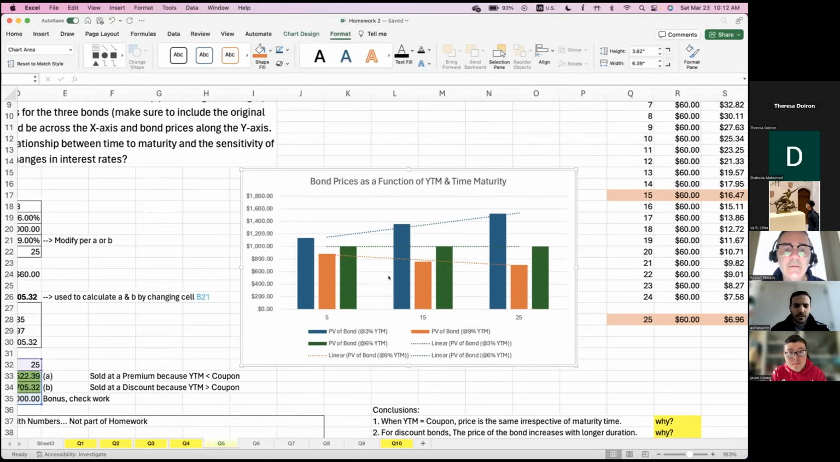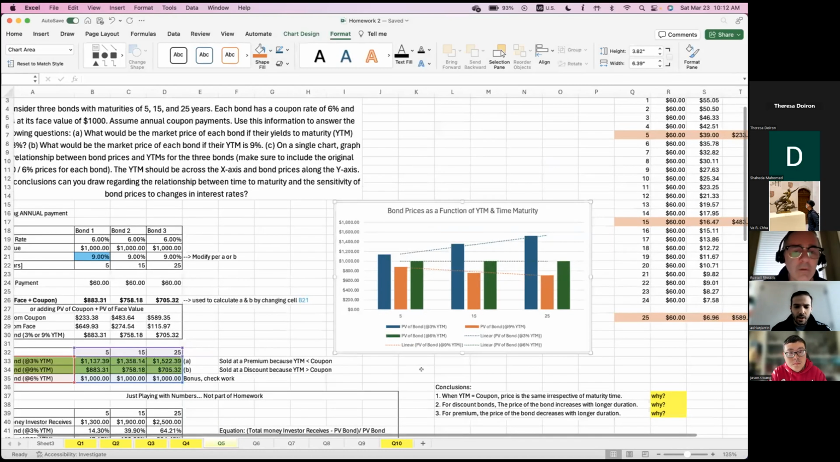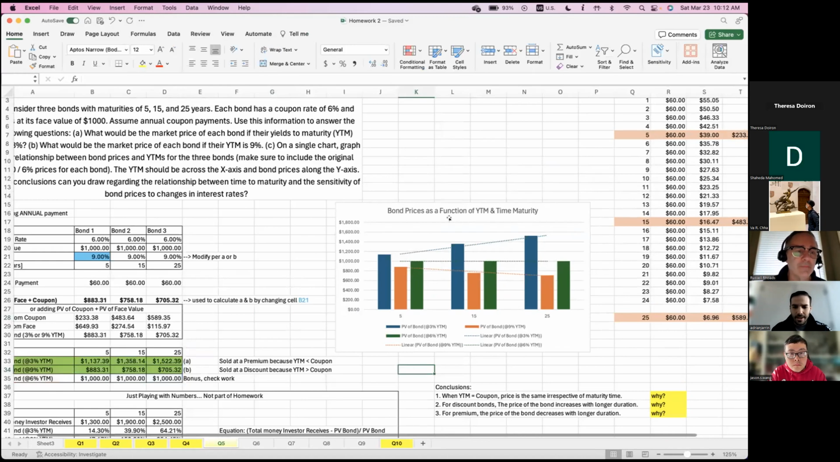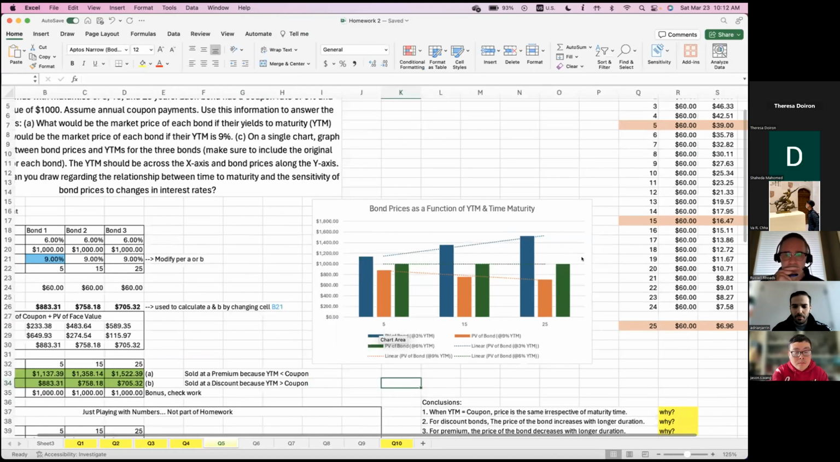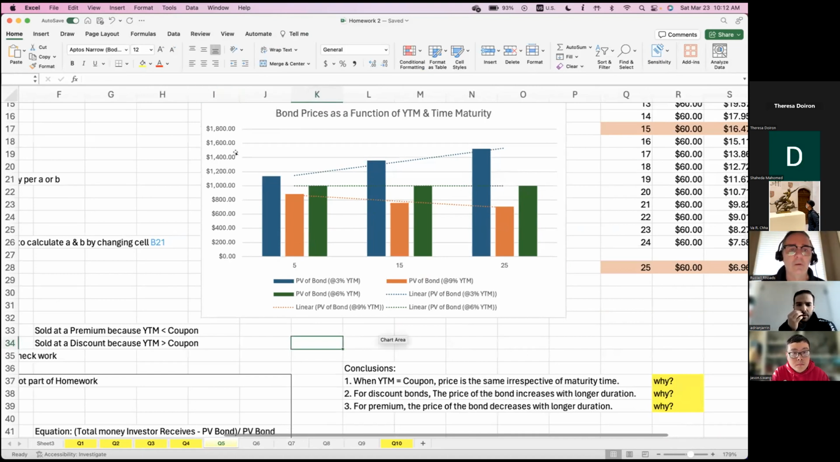It's about question five. We briefly touched on it in class. I asked you about the ROI, but that's okay. I'm actually going to ask now about the graph, to try to make sense of it. The plot that you're seeing over here, the blue corresponds to the 3% YTM for the 5 year, 15, and 25, respectively.